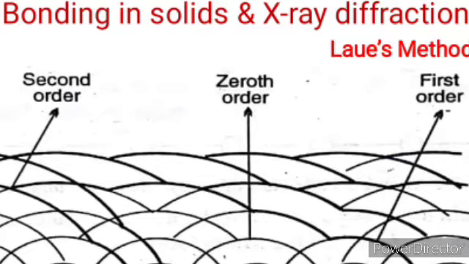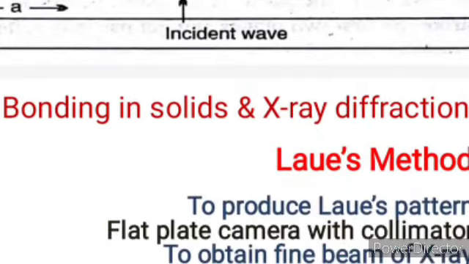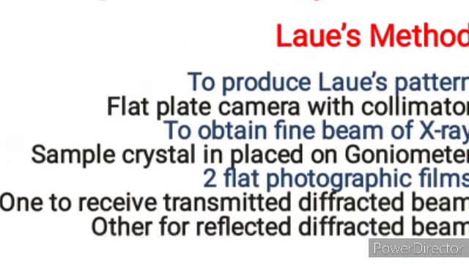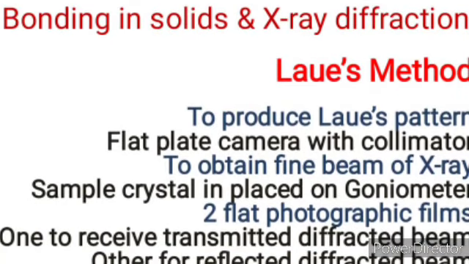This is what the Laue method is, to understand this X-ray diffraction pattern, or the Laue pattern. As far as the Laue method is concerned, we are aware of that. To produce the Laue pattern, this method is established. As we already discussed, there is a flat plate camera with a collimator, and from that collimator a fine beam of X-rays is inserted.